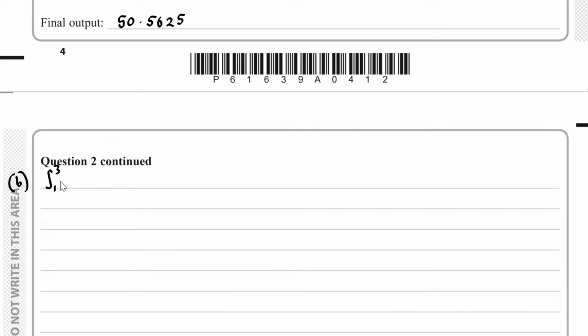So we have the integral from 1 to 3 of x to the 4 with respect to x. Okay, so if we work this out, add 1 to the power, divide by the new power, we wish to evaluate 1/5 x to the 5 between the limits 1 and 3. So we have 1/5 times by 3 to the 5 minus 1/5 times by 1 to the 5.